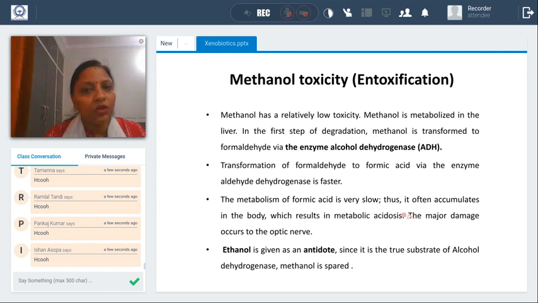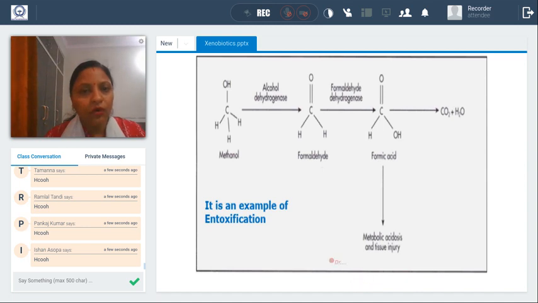What is methanol toxicity? You have heard this word, methanol toxicity, and this is also called detoxification. Methanol is converted by the enzyme alcohol dehydrogenase into formaldehyde, and this converts into HCOOH, that is formic acid. Methanol, formaldehyde, formic acid, and then CO2 and H2.